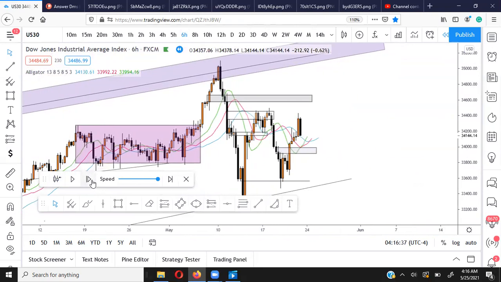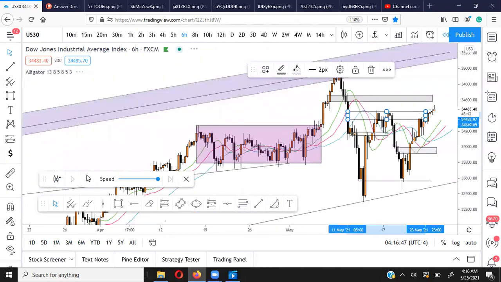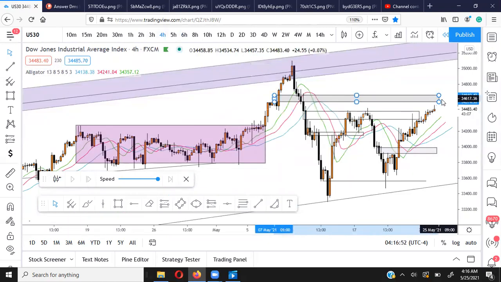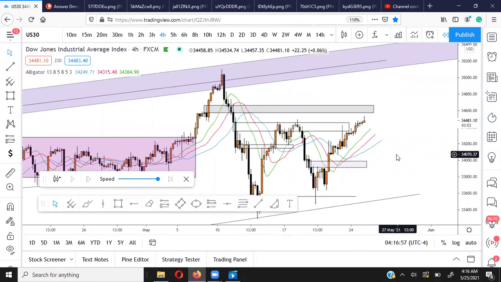So this again respected the 1-day IPO here, right? And then continued to the upside, approaching the take profit that we're looking for, which is right here, and which could also easily be a sell opportunity if it doesn't break that area.